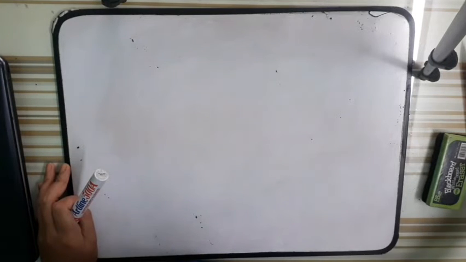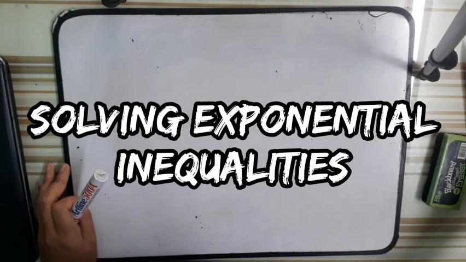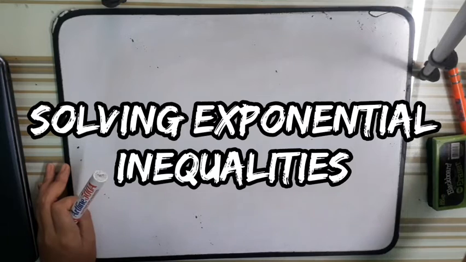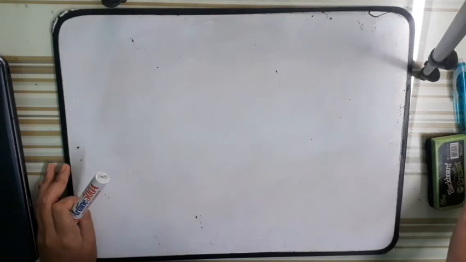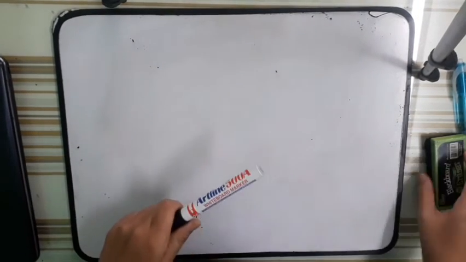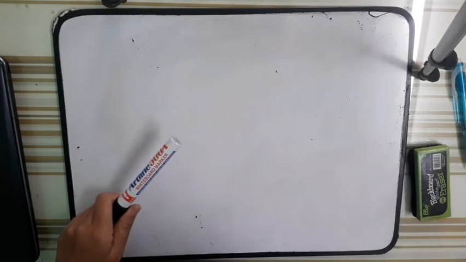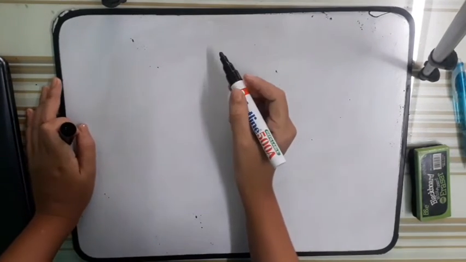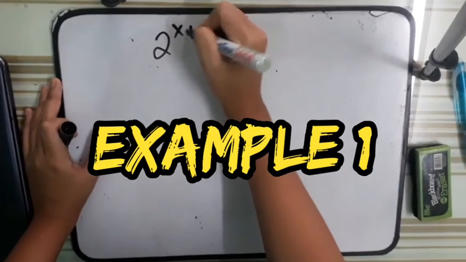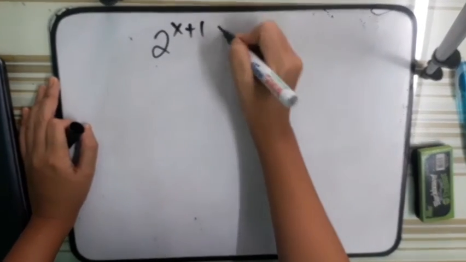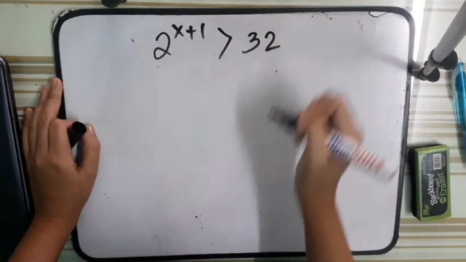So when we say inequalities, we are using the symbol greater than, less than, greater than or equal, or less than or equal. Now, let's have this example. Consider this: 2 raised to x plus 1 is greater than 32.